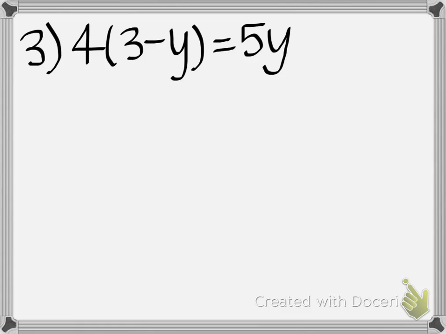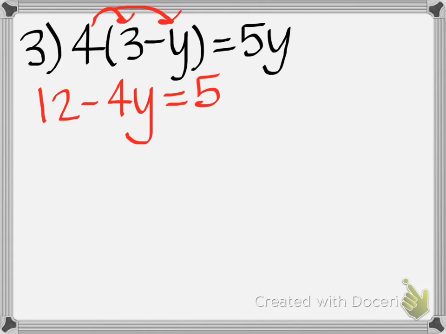Since we have parentheses, we want to get rid of those. So the first thing we have to do is distribute. We're going to distribute this 4 to the 3 and to the negative y. So 4 times 3 is 12, and 4 times negative y is negative 4y. I still have my 5y over here.